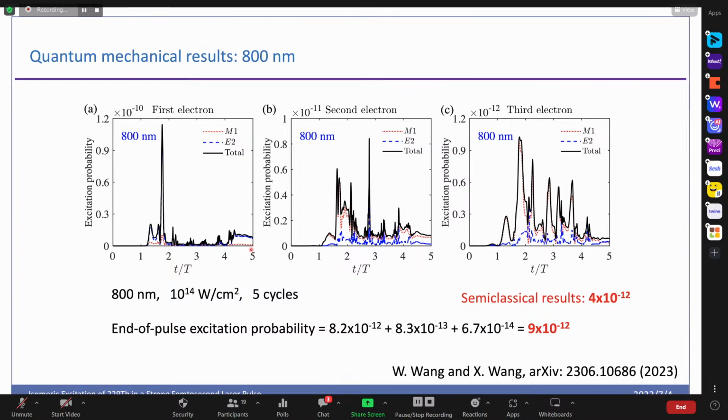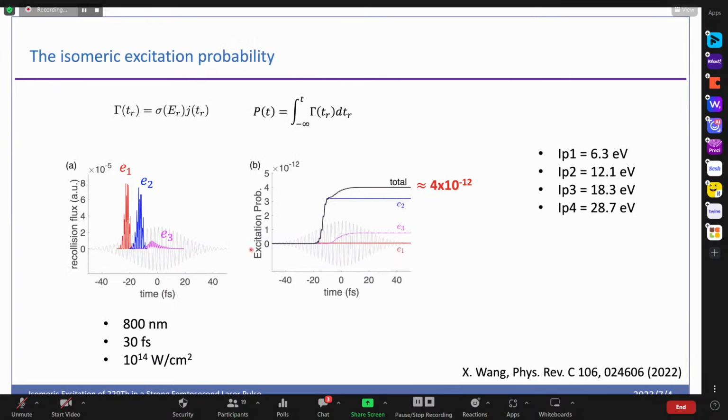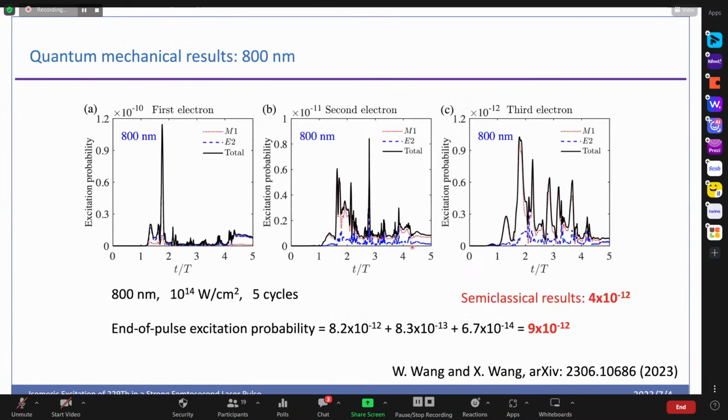So, am I right that in the semi-classical approach, the whole job is done by the second electron, and this is natural because the first electron has too low ionization potential? That's right. And in the quantum approach, it's qualitatively different. The whole job is done by the first electron, and this seems strange to me because it has low ionization potential. So what is the explanation?